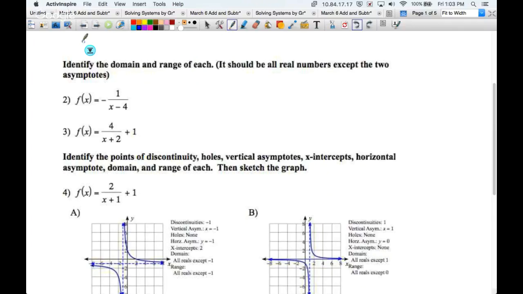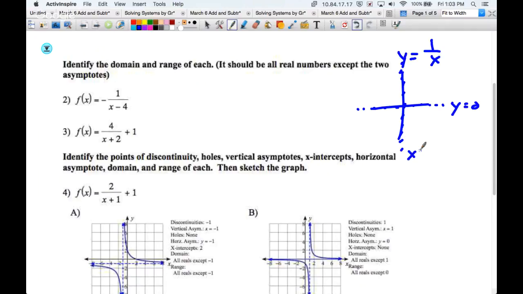Identify the domain and range of each. It should be all real numbers except for the two asymptotes. So we can recognize that these are transformations on our parent function y equals 1 over x. This one normally has asymptotes located at y equals 0 and at x equals 0. And now this graph has been shifted somewhere else using a, h, and k. And the ones that we really care about are the h and the k.